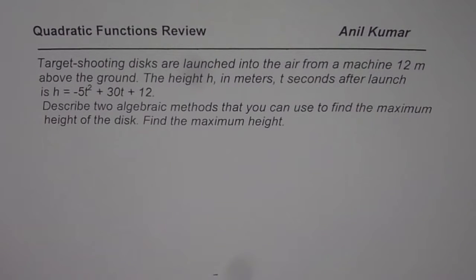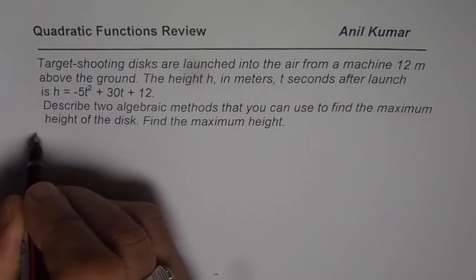The question here is, target shooting discs are launched into the air from a machine 12 meters above the ground. The height h in meters, t seconds after launch, is h equals minus 5t squared plus 30t plus 12. Describe two algebraic methods that you can use to find the maximum height of the disk. Find the maximum height. Now the two methods which you could use are, one is the completing the squares method, right?